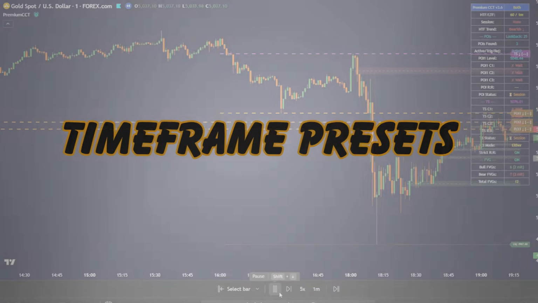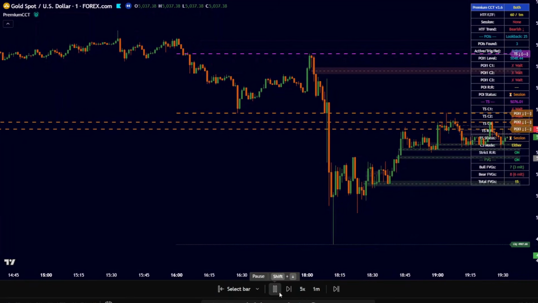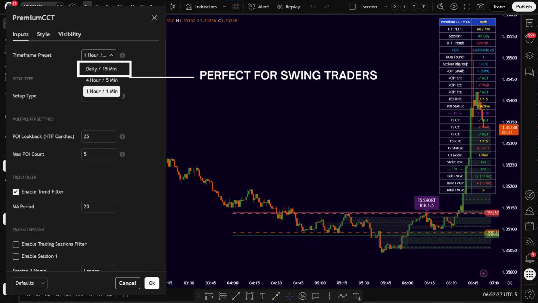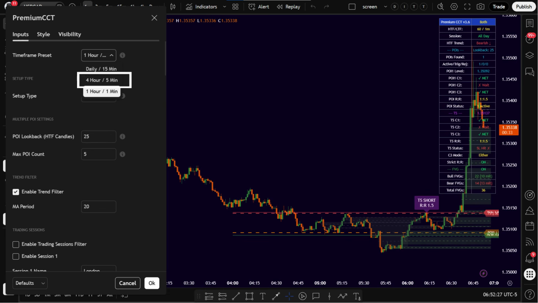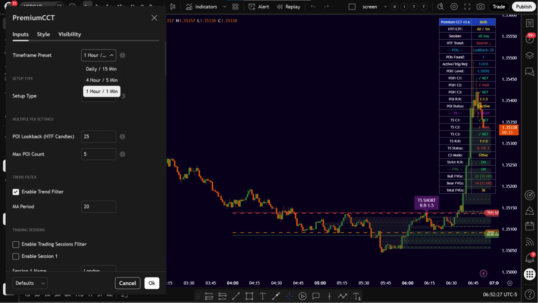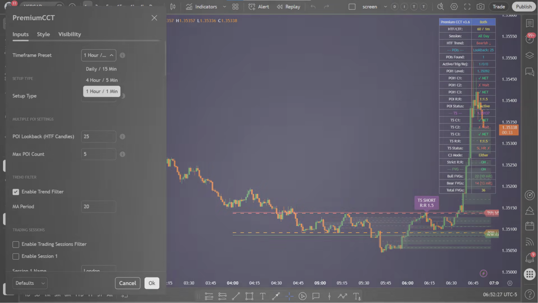Let's start with the timeframe presets. The indicator offers 3 preset combinations that you can choose from. First, we have daily/15-minute, which is perfect for swing traders who want to hold positions for several days. Second is 4-hour/5-minute, ideal for intraday traders looking for same-day opportunities. And third is 1-hour/1-minute, designed for scalpers and active day traders. This is actually the default setting, and it works perfectly for trading gold.